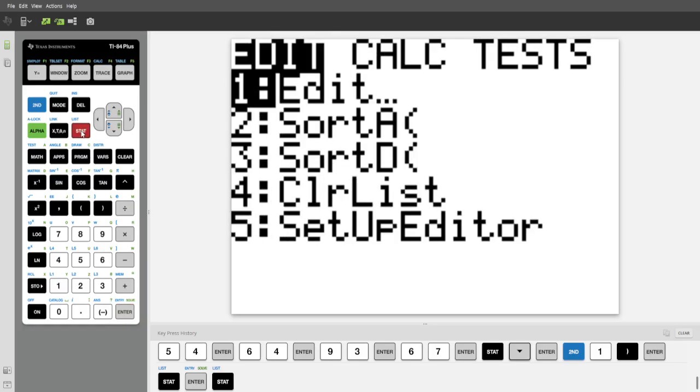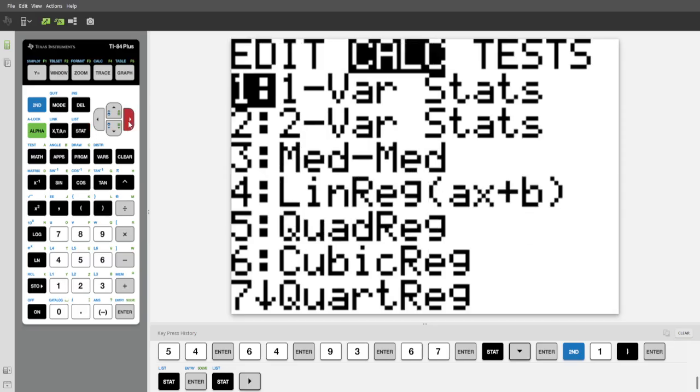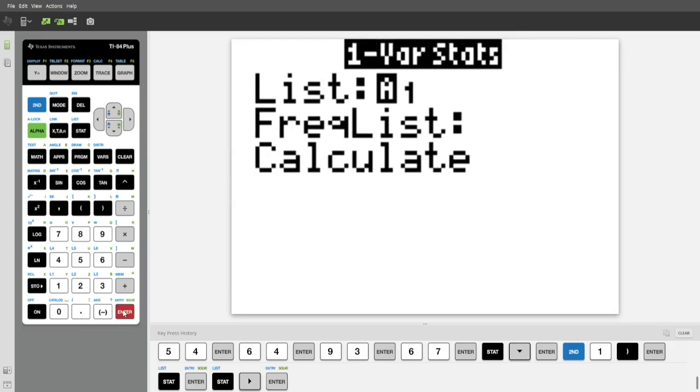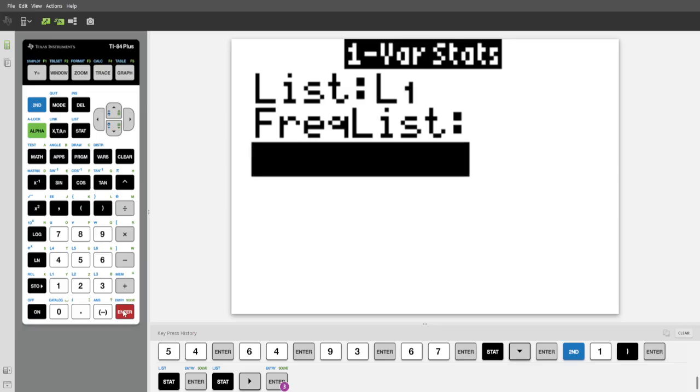So now, let's go to the statistics. Push Stat. You can move your right cursor arrow to Calc. And your cursor should be on number 1, 1-Var Stats. Those are one-variable stats. So you will push Enter. The list should be L1, push Enter, frequency list, push Enter, Calculate, and push Enter.